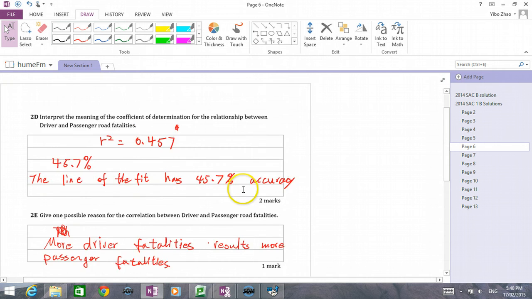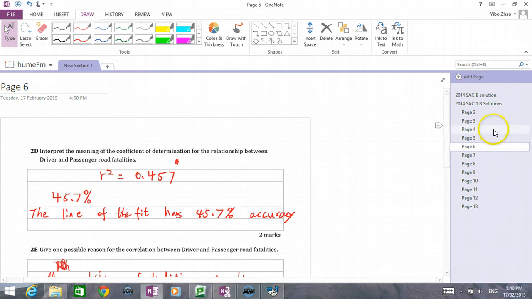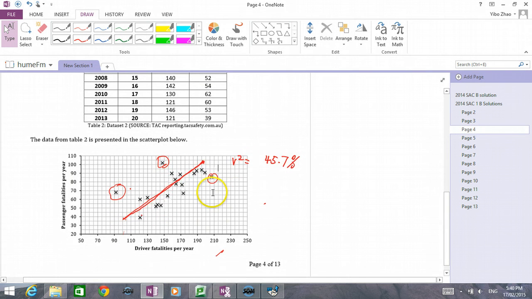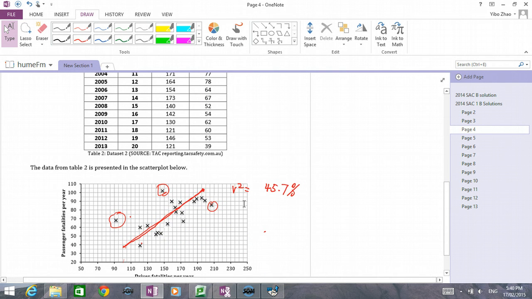Question 2 is basically asking you to interpret information from a scatter plot, from a graph into words. So please, before the SAC, do some revision. Ask your teachers if you need help. And the other thing is you can go to the homework club, the after-school homework club.